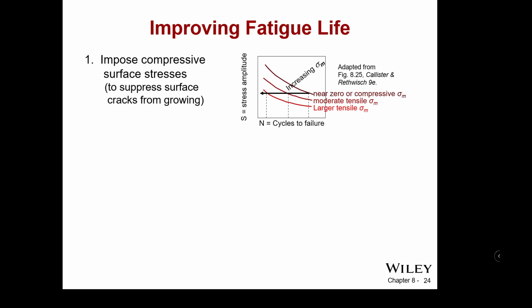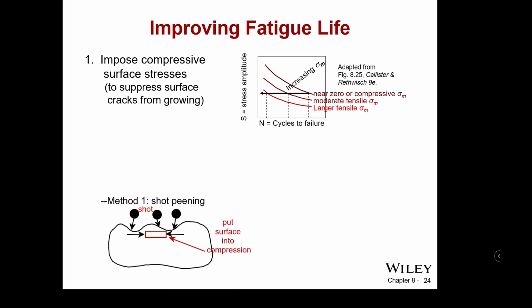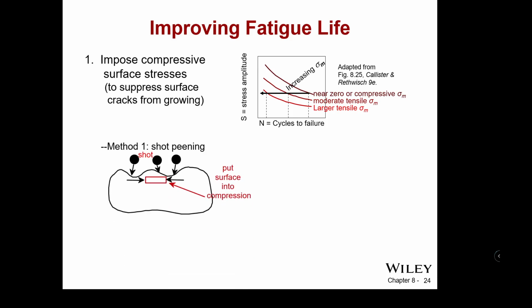So the stress amplitude, as that goes higher and as the number of cycles to failure goes higher, the best thing that you can do is change what material you're using based on what kind of cyclic stresses you're going to be applying, so that you get toward near zero or compressive stress. So shot peening is a very common example.